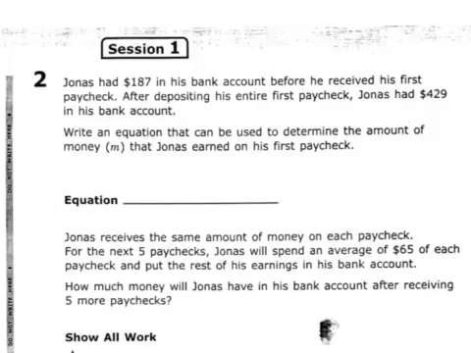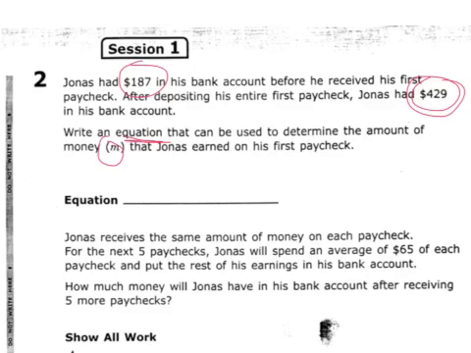Jonas had $187 in his bank account before he received his first paycheck. Well, anytime you have a story problem like this, you've got to take a look at the numbers in it. $187, that's important. After depositing his entire first paycheck, Jonas had $429 in his bank account. Write an equation, that's an important word, equation, that can be used to determine the amount of money, M, that Jonas earned on his first paycheck.